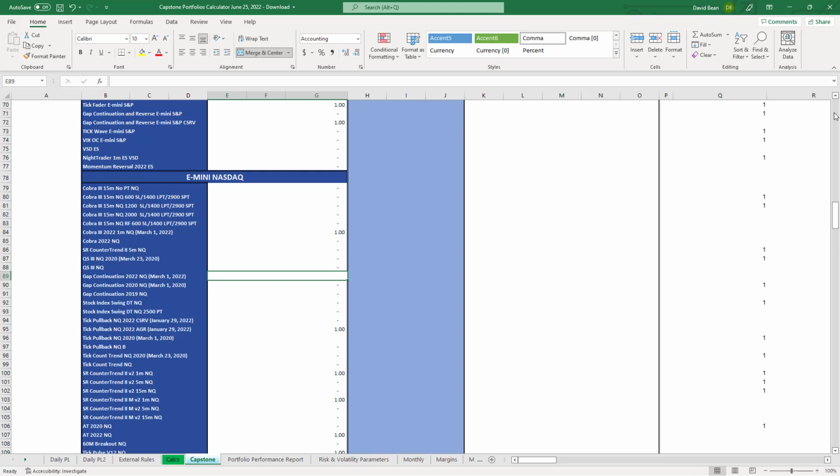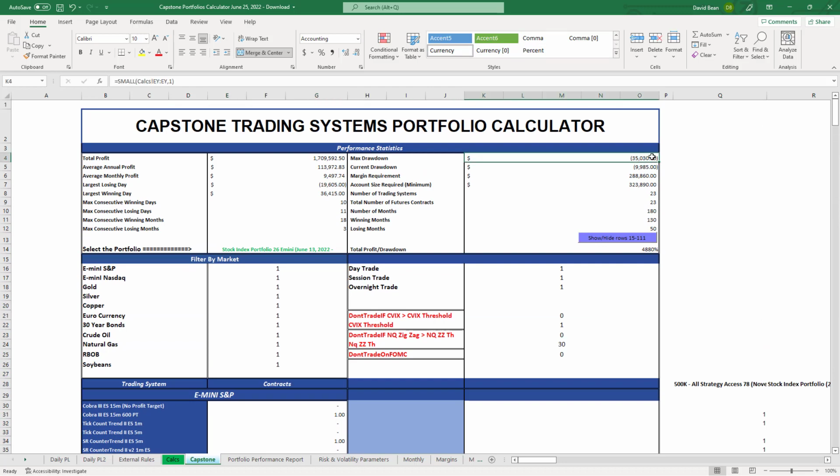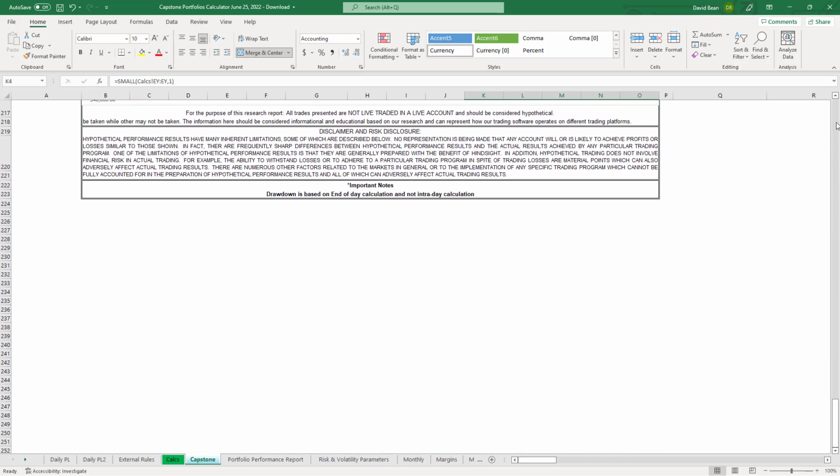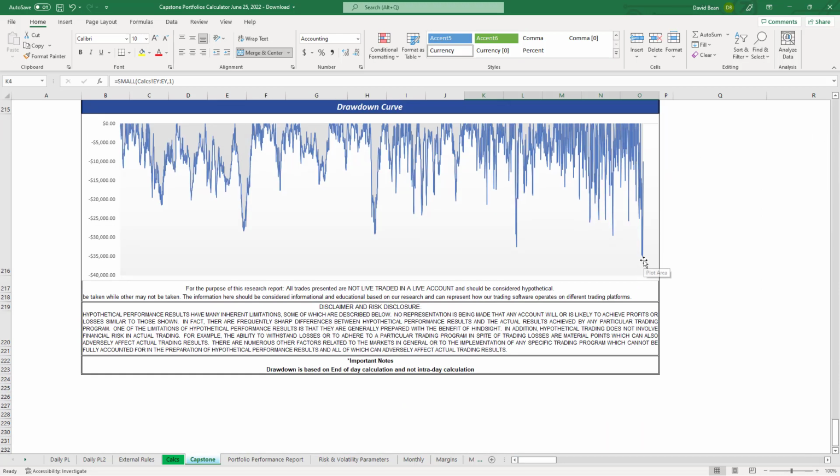So let's remove gap continuation 2022. Worst case drawdown is 35K. It's only in a $9,000 drawdown. So if you transition to this, it's in a run up, and you kind of have to wait for it to go into a drawdown again. And so it still made a worst case drawdown.